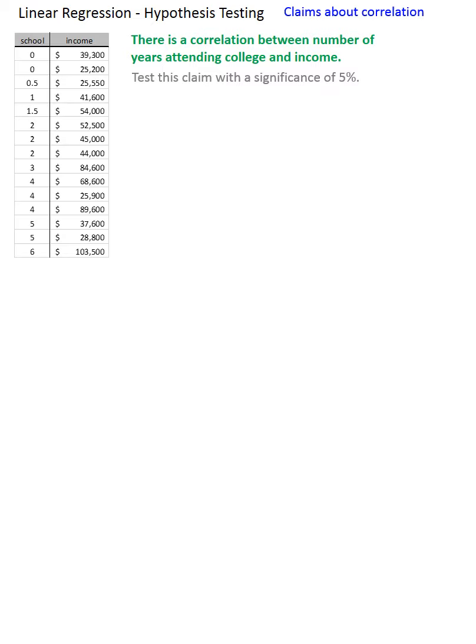So here's some data. Here we see individuals who have reported their amount of schooling and their annual income. It's a small sample meant to represent a large population, and we're trying to prove this claim for the population, not the sample.